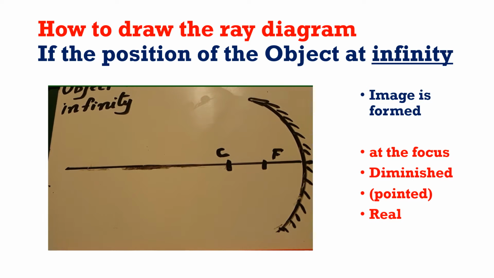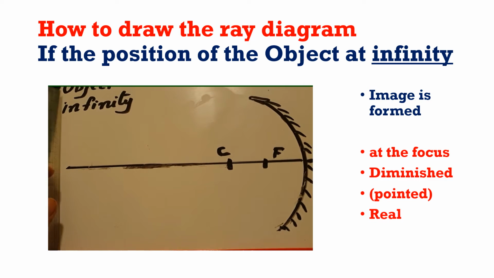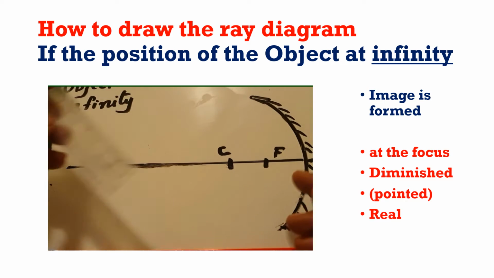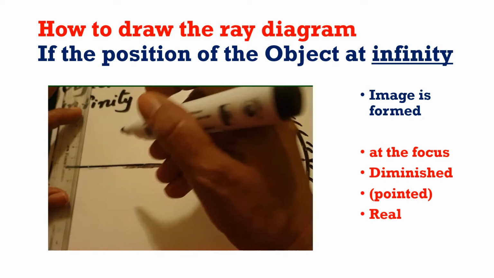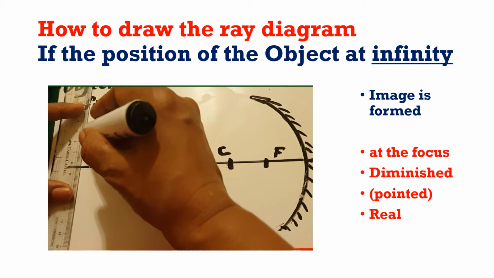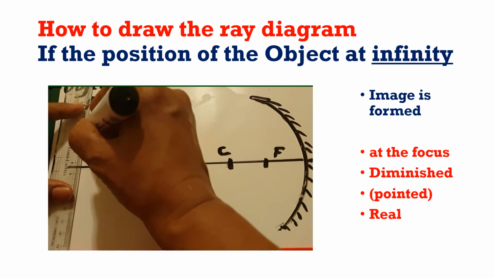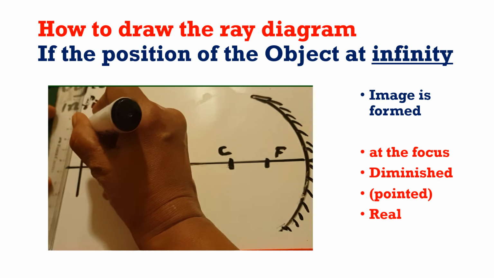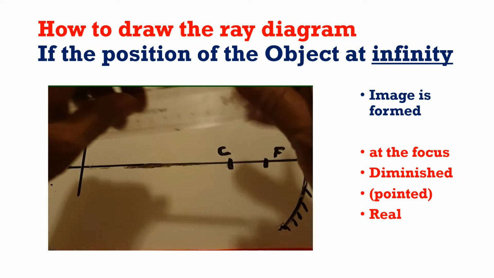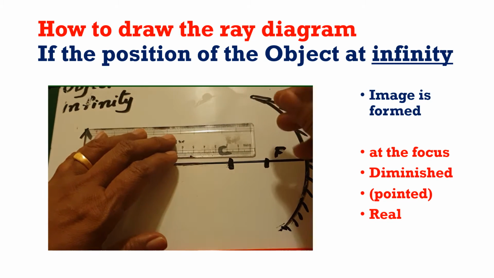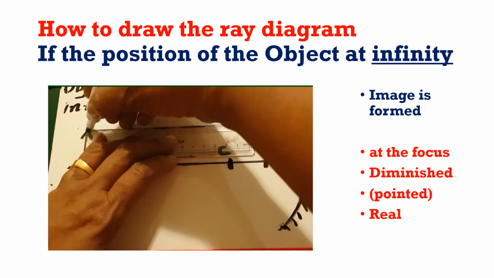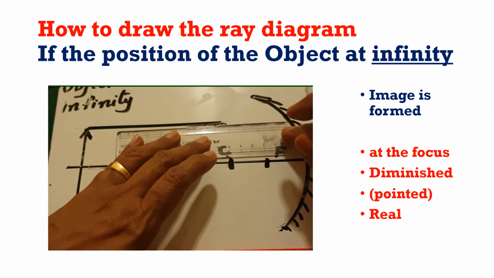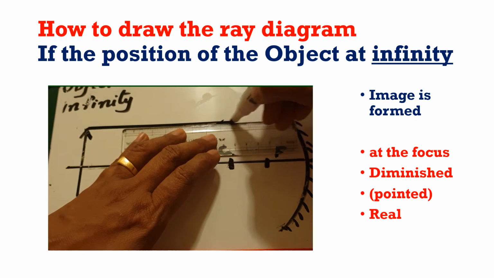If the object is at infinity, how will we get the image? To draw the object at infinity, you can draw two parallel lines, lines which are parallel to the optic axis. Now I am drawing an object here. It is far away from C, so we can consider it as infinity. So from the object, two rays are coming parallel to the principal axis. This is the first ray, reaches the mirror.